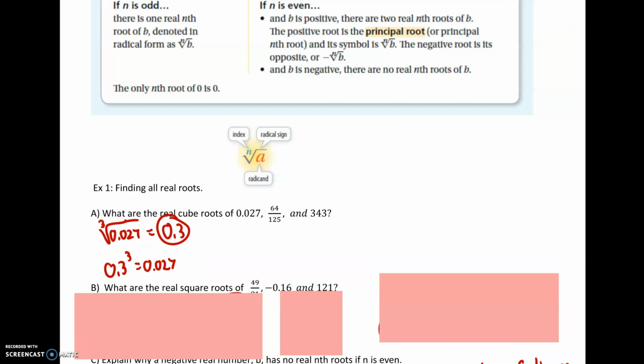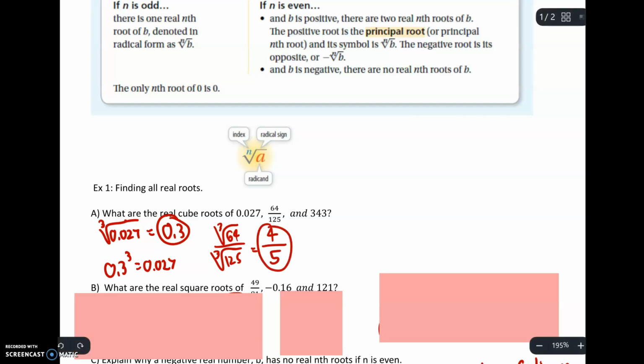You can also use this with a fraction. So let's say I was to take the cube root of 64 and also the cube root of 125, we could find those in 2 separate pieces. I know that 4 times 4 times 4 is going to give us 64. We also know that 5 times 5 times 5 is going to give us 125. And since we're dealing with a cube root and it's odd, that's going to be the only real root there.